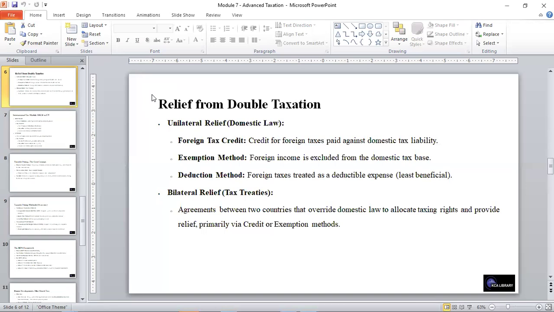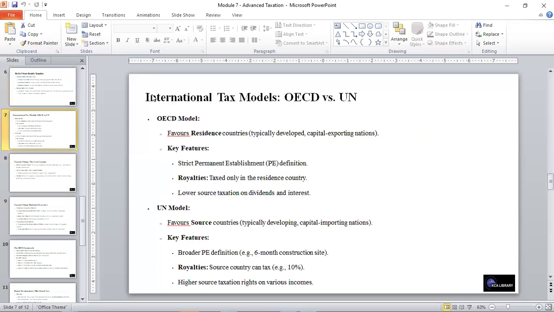And then we have bilateral relief, and this talks about tax treaties, which is an agreement between two countries that overrides domestic law to allocate taxing rights and provides relief primarily via credit or exemption methods.